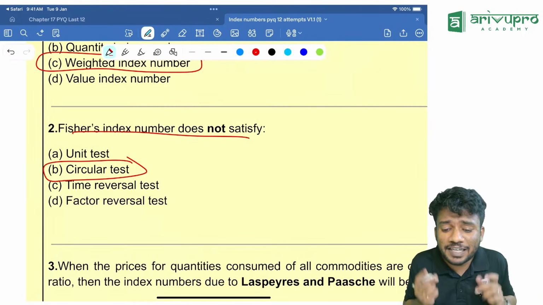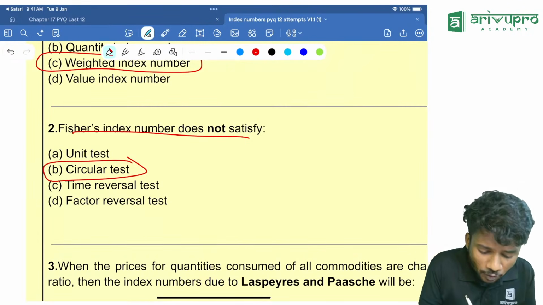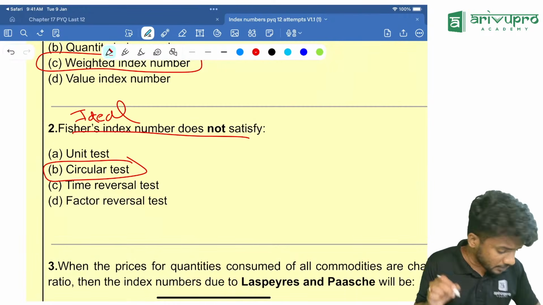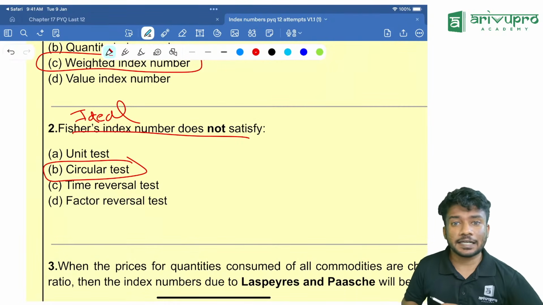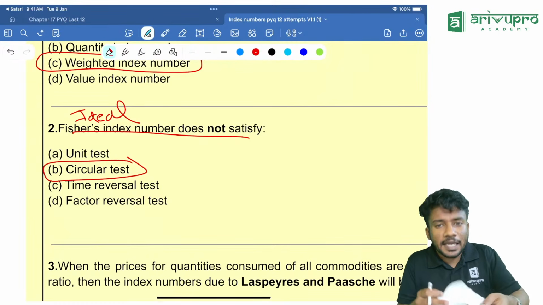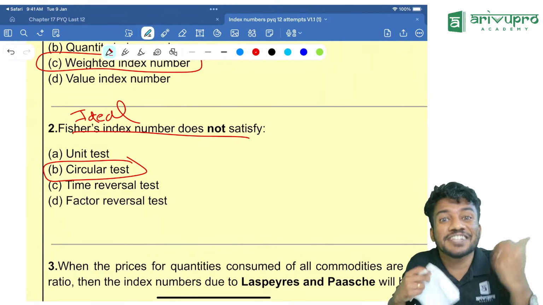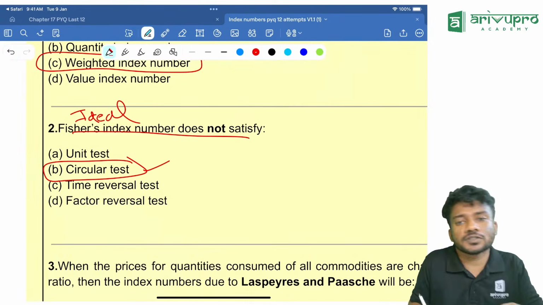Why is this question important? Because Fisher is called what? The ideal index number, correct? Fisher is called the ideal index number. An ideal index number like Fisher does not satisfy which test? It does not satisfy the circular test.